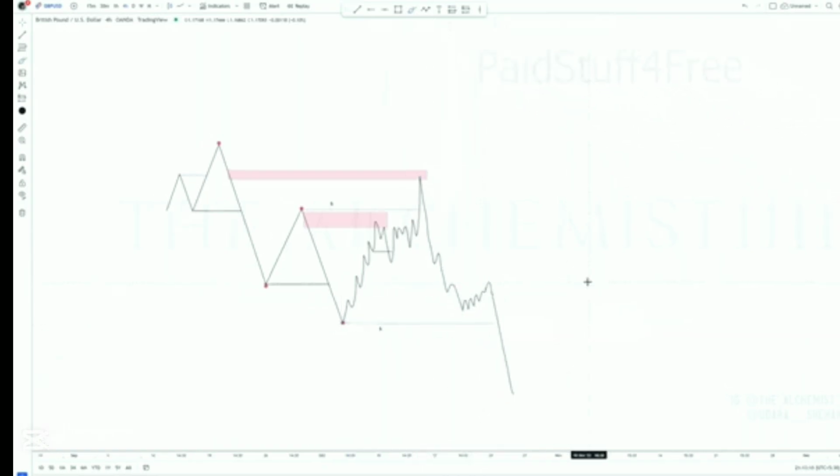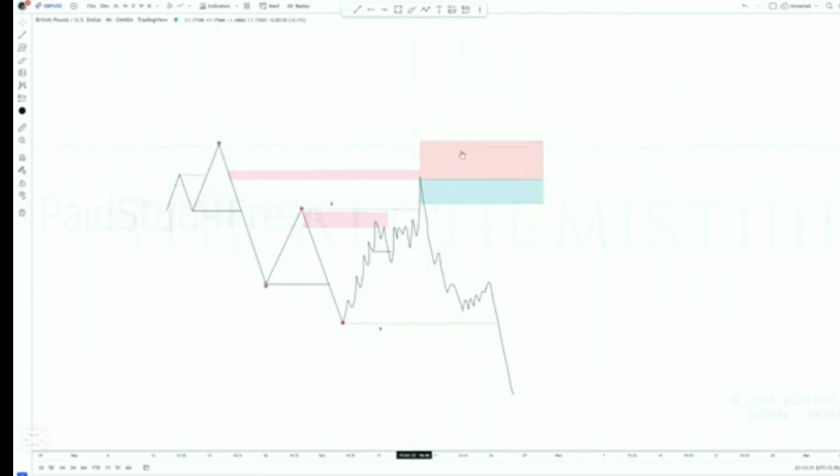So the safest place for you to enter is above the pool of liquidity from the higher time frame point of interest, like this. And the safe place for the stop loss is always above the strong high.